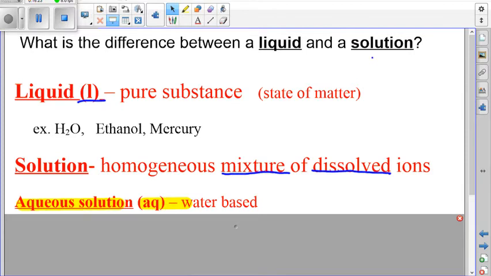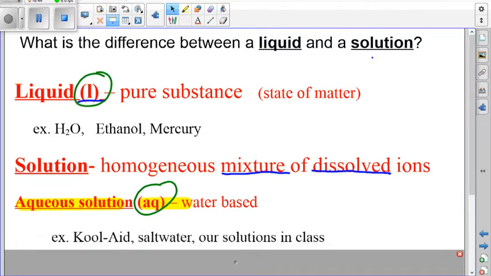So homogeneous is a mixture of dissolved ions. Then we got aqueous solution. Notice that this has its own symbol, AQ in parentheses, just like this has an L in parentheses. So if you see the name of something and it has a little L after it, that's telling you, hey, this is a pure liquid. If you see the name of something that has a little AQ after it, that's saying, hey, this is a water-based solution of whatever it is.